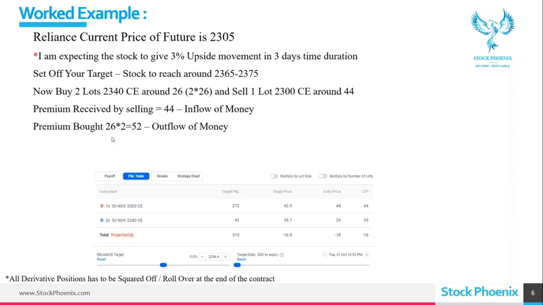Premium paid by buying two options is 52 rupees. That is 26 into 2. That is outflow of the money. Difference is 44 minus 52. At any point of time, your loss cannot exceed more than this 8 points. Are we clear? So we are defining our predefined risk.